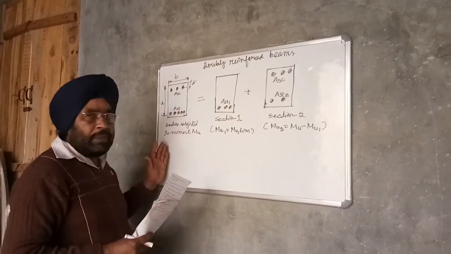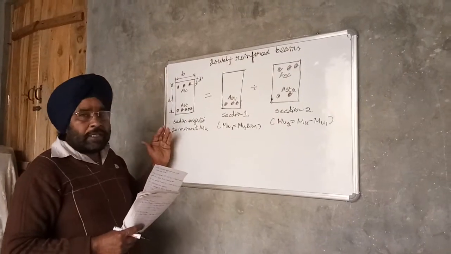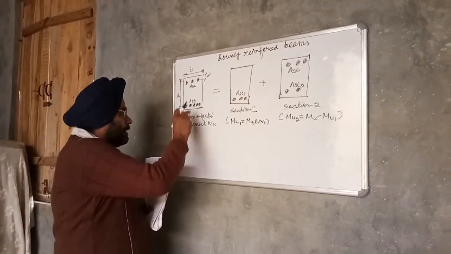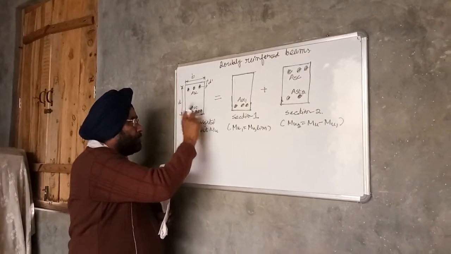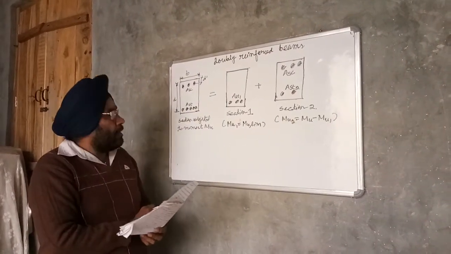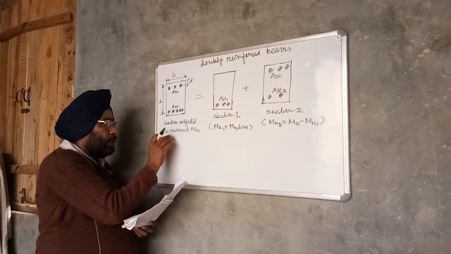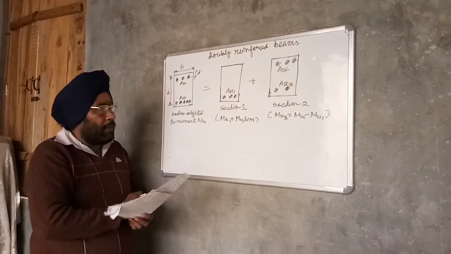A doubly reinforced beam means a beam with reinforcement on both the tension side and the compression side. AST is the area of the tensile steel in the tension zone, and ASC is the area of the compression reinforcement in the compression zone. This doubly reinforced beam section has to resist the moment Mu. Mu is the total moment or bending moment.